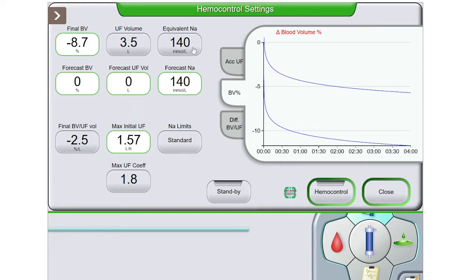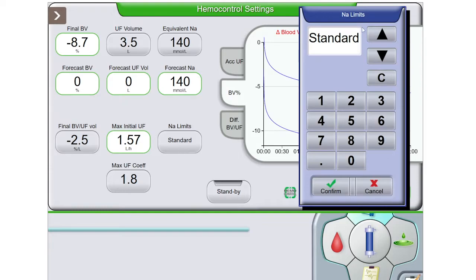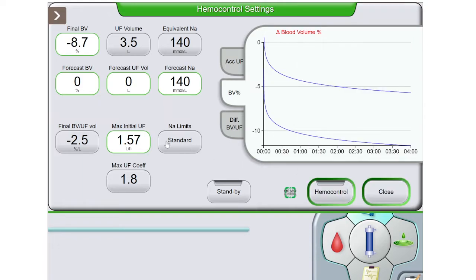Our prescribed sodium is set to 140. Sodium limits are set to standard, which again, we would normally be able to adjust, but typically I recommend utilizing standard anyway. I wouldn't go narrow or large for the majority of my patients. So these are good default values. This value, in my opinion, is too high. I don't typically like exceeding MUF coefficients of about 1.5, 1.6.